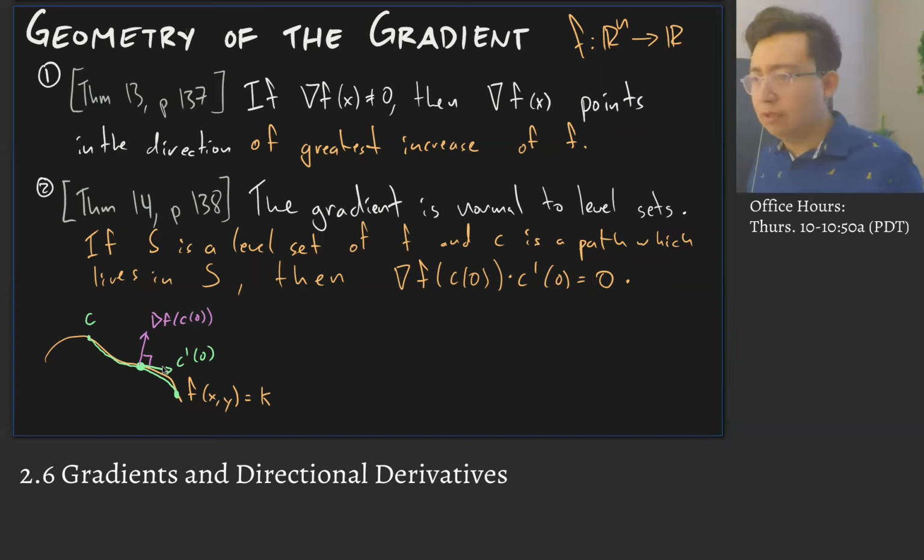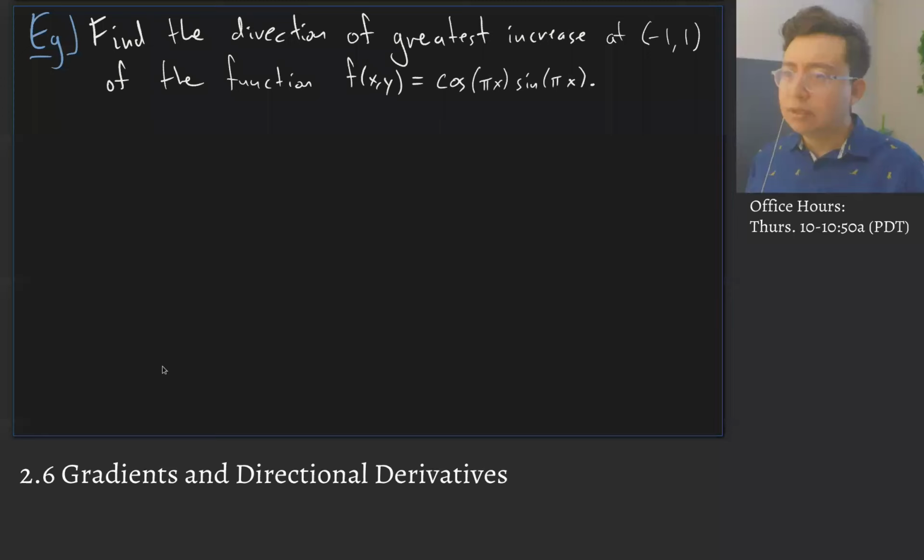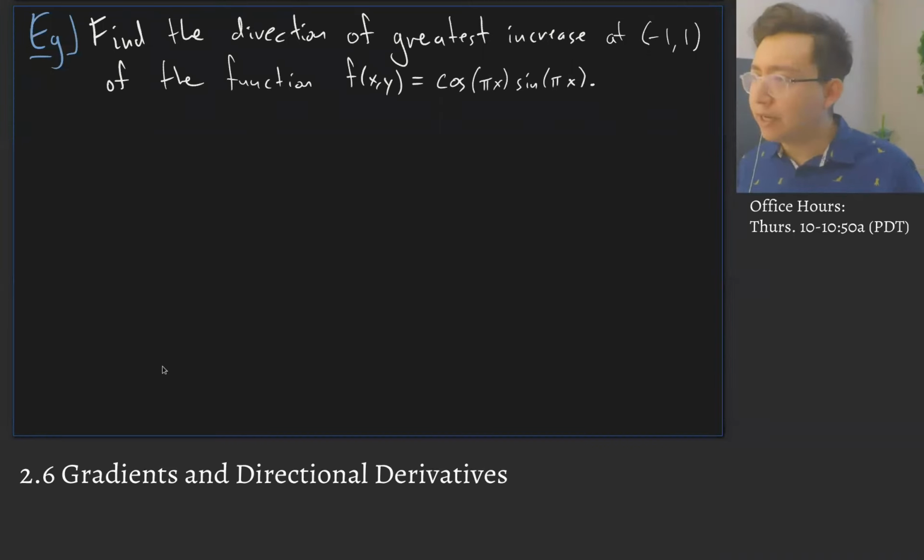It's the direction of greatest increase. That's the other thing. And then we get a lot of cool word problems about that. There's some stuff on the online homework that you can take a look at too, but we'll go through some basic examples here. So here it's asking us to find the direction of greatest increase at -1, 1 of the function f of x comma y is equal to cosine of pi x, sine of pi x.